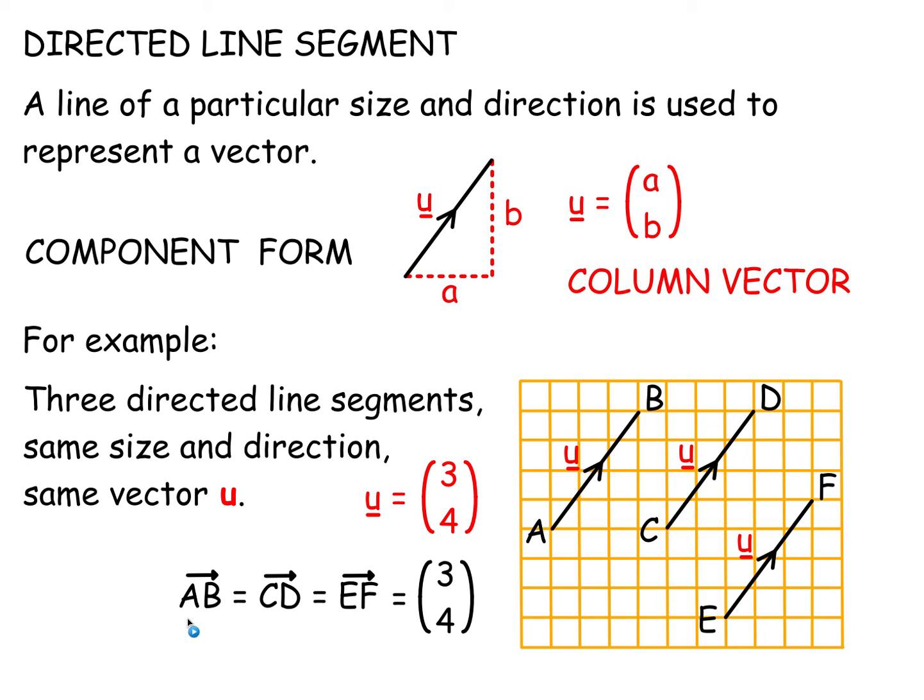So that's directed line segments, capital letters, because it's point A and point B, and you're moving from A to B, or you're moving from C to D, you're moving from E to F. So you've got to get the direction correct. You can't write BA, it must be AB, because you're starting at A and finishing at B. And they are the same vector because they're the same column vector 3, 4. If the components of a vector are the same, it is the same vector. If the components are different in any way, sign different, or numbers different, you have different vectors.